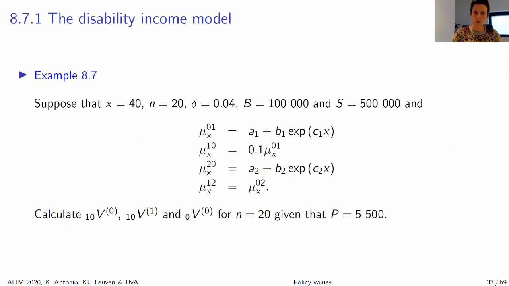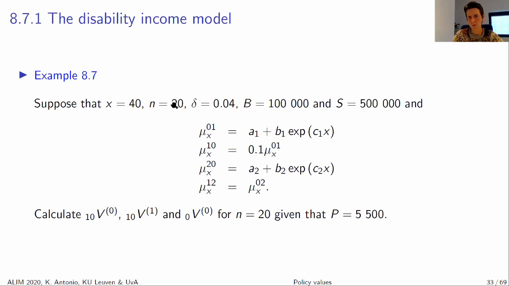Let me conclude this with a brief example. And here you see a simple example. We put in some precise values. We say the policyholder is 40 years old. The duration of the contract is 20 years. The force of interest is 4%. Those were the good times. V is 100,000, so that's the sickness benefit, and then the lump sum at death is 500,000.